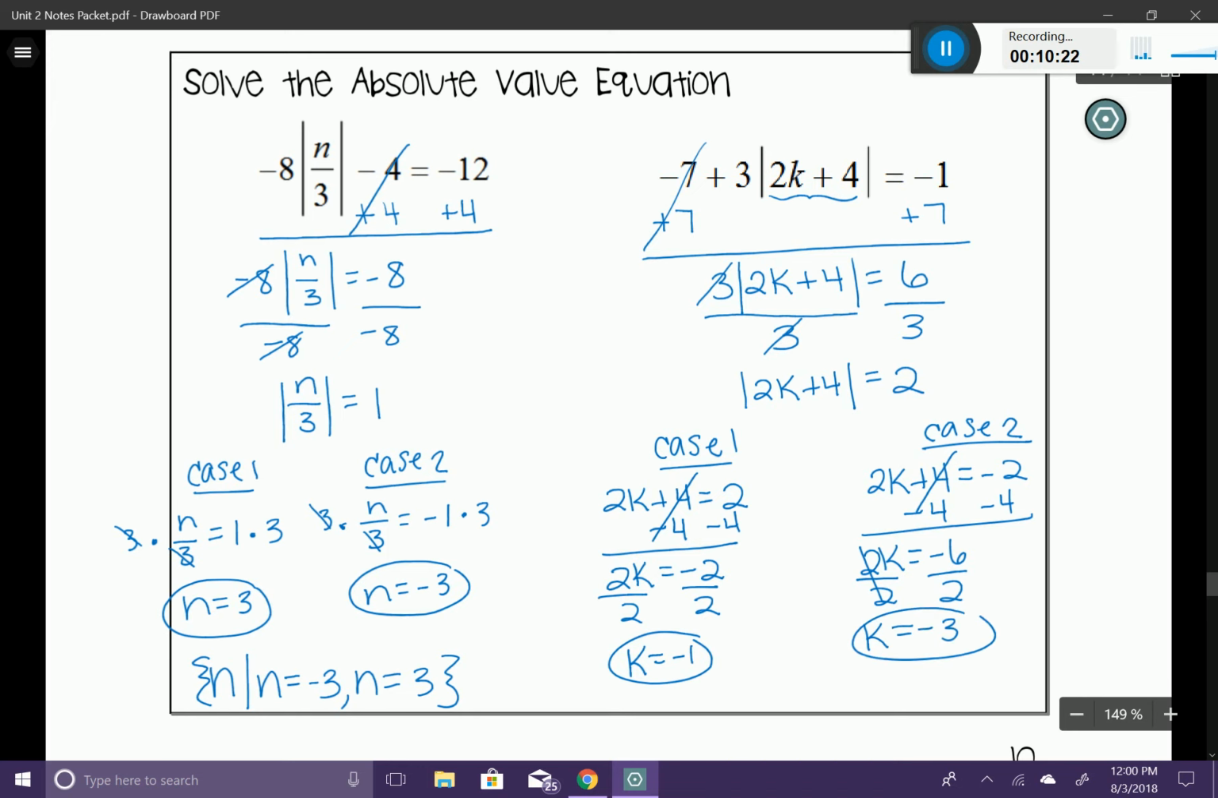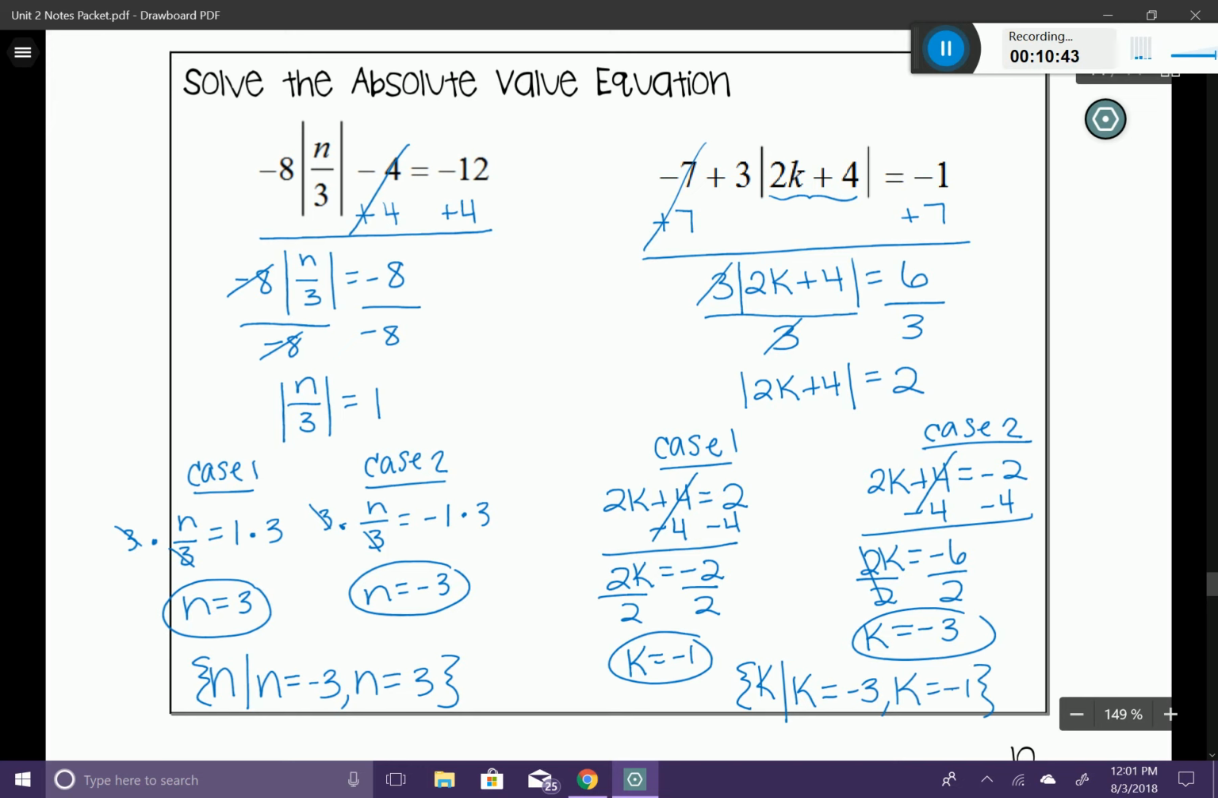All right, so if I want to check myself, all I need to do is take those values and substitute them back into the original problem, and you should have two answers that work perfectly. So my set notation will be k such that k is equal to negative 3, and then k is equal to negative 1, and I'm done.